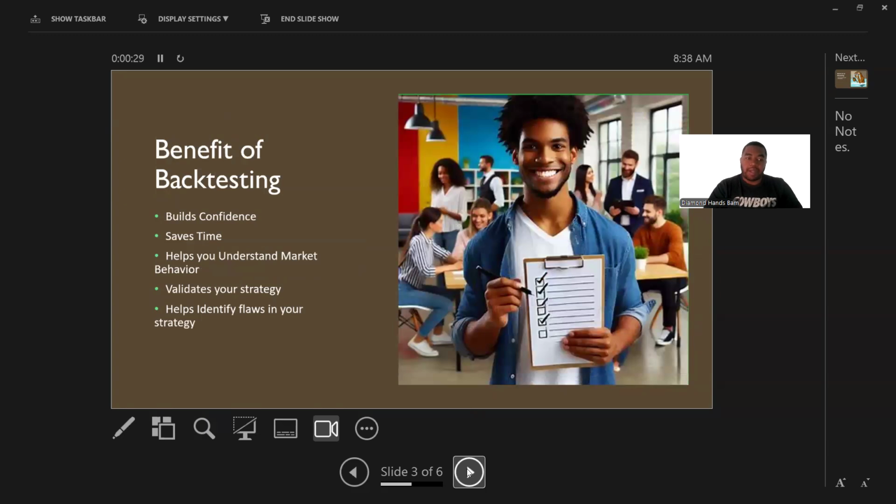All right, so some of the benefits of backtesting. Number one, it builds confidence. The quote that has stuck with me on this journey is that confidence in trading comes from not always being right, but from knowing you can handle being wrong. So backtesting definitely helps with building confidence. Number two, it does save you a lot of time. In my humble experience, 95% of trading is the work that's done prior to executing an order, and backtesting helps with that. Number three, it helps you understand market behavior.